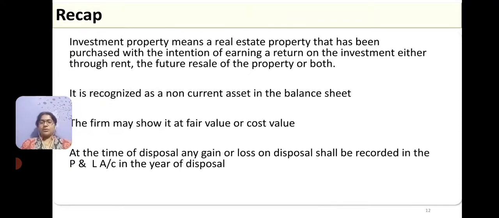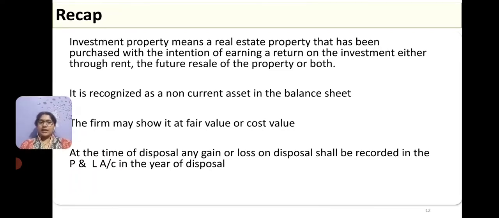So here we come to the end of the session. If we recap, so what do we have for investment property? Investment property could be any real estate property which is purchased or acquired or constructed, built for the purpose of earning a return out of it through rent or through disposals.